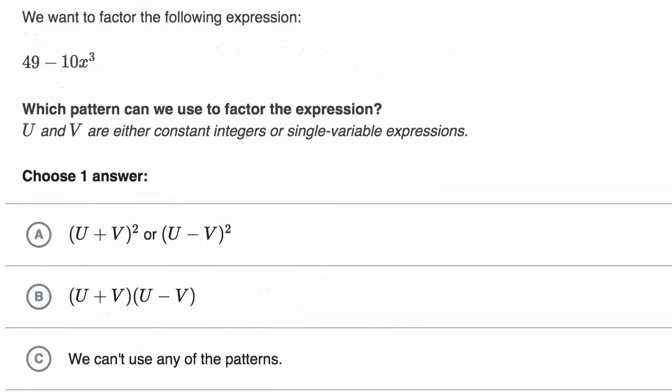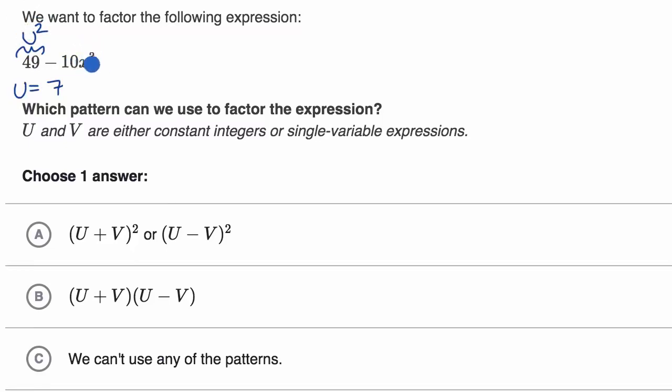Let's do one last example. So here, once again, we want to factor an expression. Which pattern can we use? Pause the video. All right, so we have two terms here, so it looks like it might be a difference of squares. If we set u is equal to 7, then this would be u squared. But then what can we square to get 10x to the third power? Remember, we want to have integer exponents here.